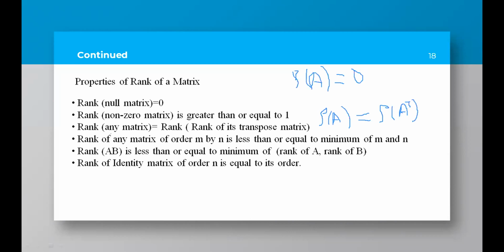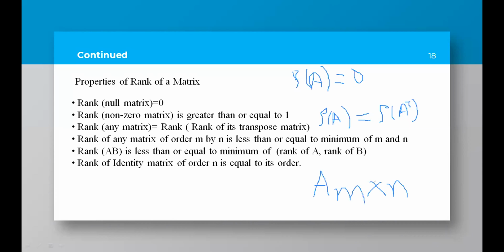Next one, the rank of any matrix of order m by n is less than or equal to the minimum of m and n. If you consider A is a matrix of order m by n, and m is the smaller quantity compared to n, then the rank will be at most m. Out of the number of rows and number of columns, whichever is the minimum value, the rank is less than or equal to that. It may be less than that also. Sometimes it may be equal to that one also.